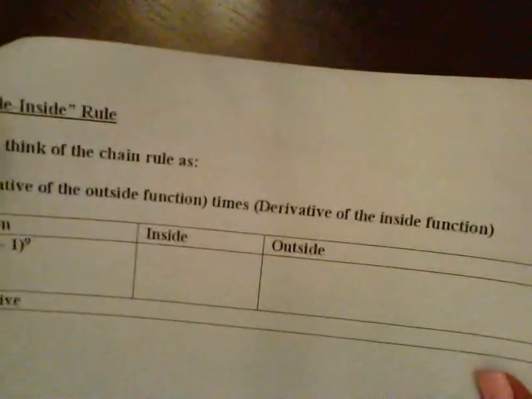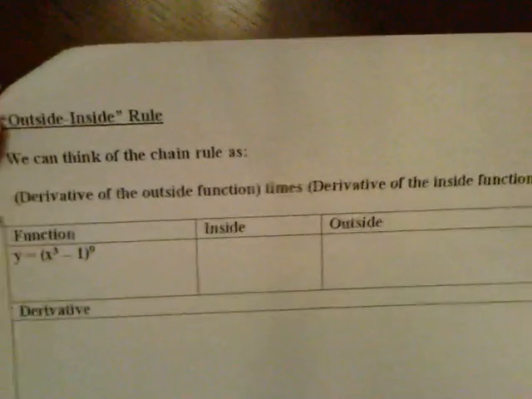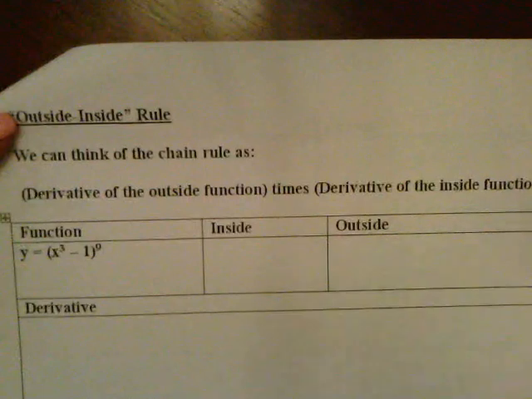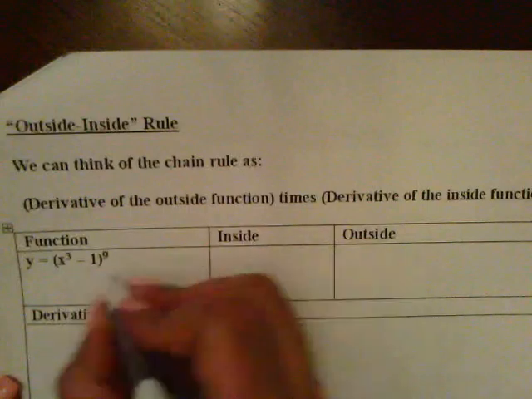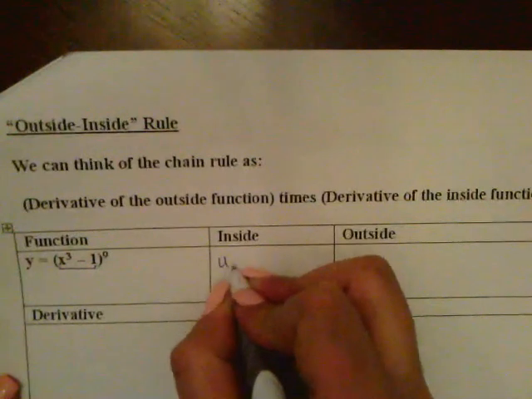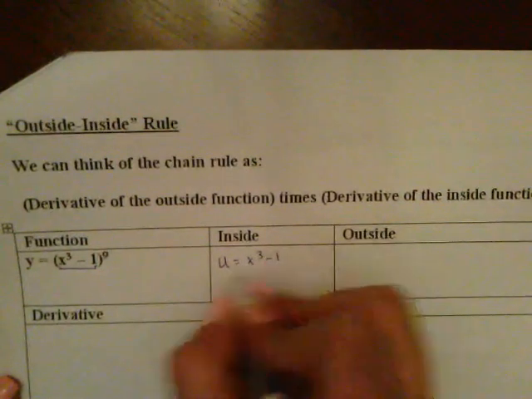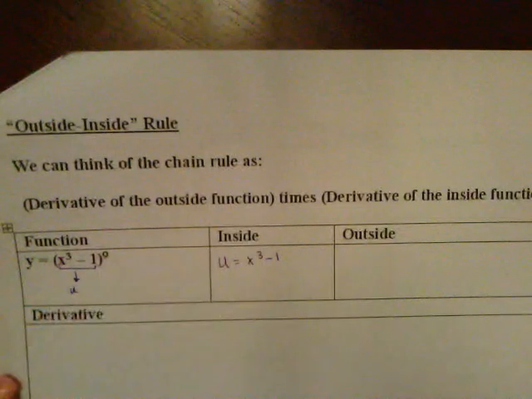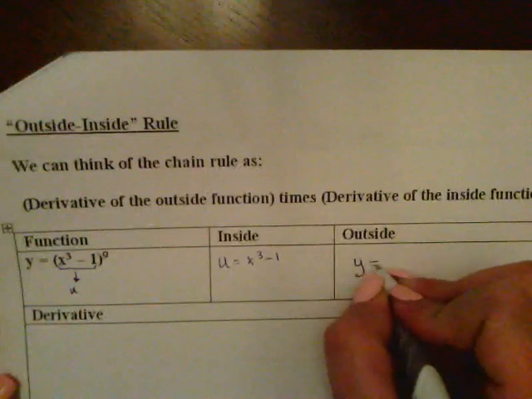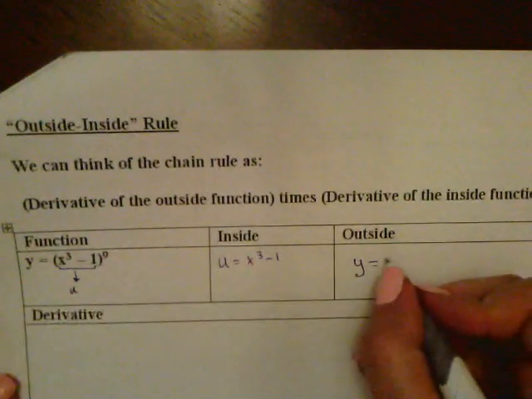Alright, let's do some examples. So we can basically think of the chain rule as the derivative of the outside function times the derivative of the inside function. That's basically all it is. Okay? So here's the idea. We're always going to identify who's on the inside, and we're going to call that inside guy u. So u is x cubed minus 1. Okay? So once we've identified what u is, our outside guy is y equals u to the 9th.